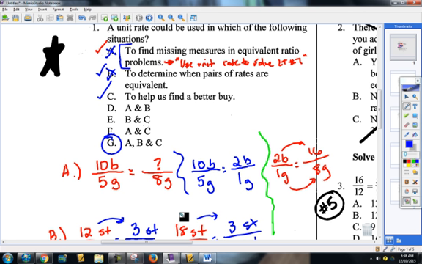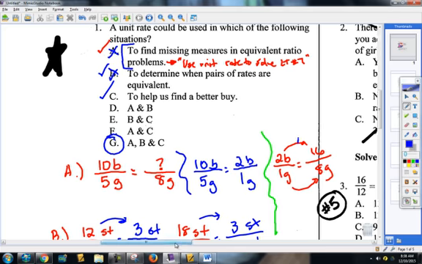But it makes perfect sense. Unit rates absolutely can find missing measures in equivalent ratios. It absolutely can determine if ratios are equivalent. And obviously it can help us with better by. We all cool on that? All right. So there was no learning target for that, but you didn't need any work. It was just right or wrong. Okay?